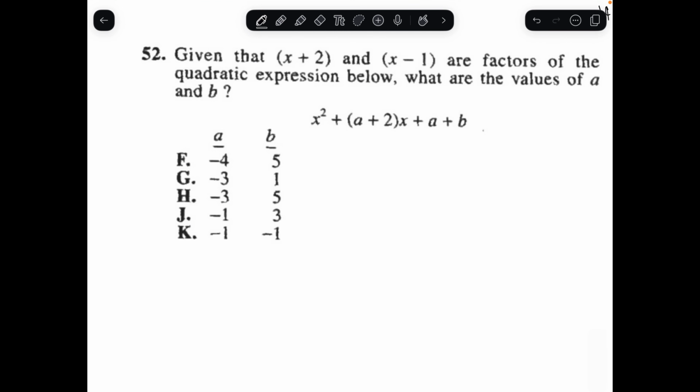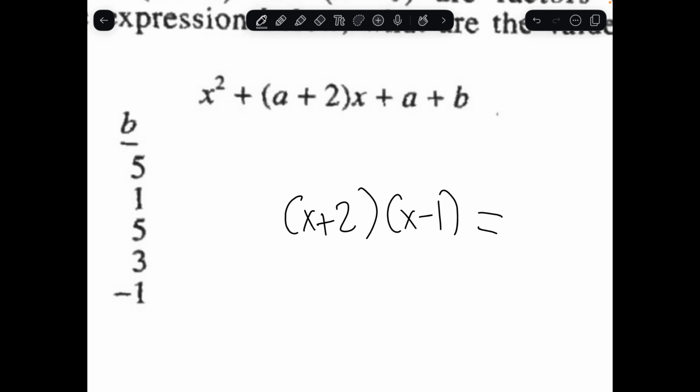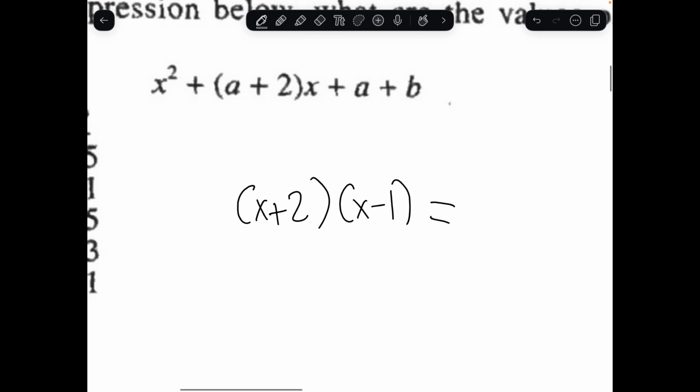On to the last question, question 52, which says, given that x plus 2 and x minus 1 are factors of the quadratic expression below, what are the values of a and b? So first, what I would do is take my two factors, x plus 2 and x minus 1, and multiply these to figure out what the quadratic expression is. So to do that, we would use FOIL.